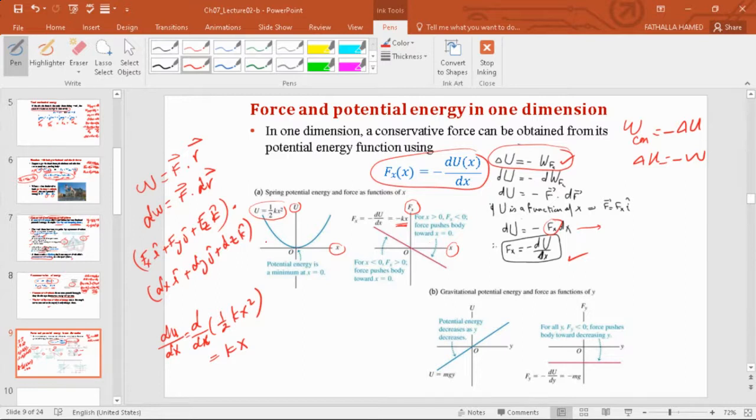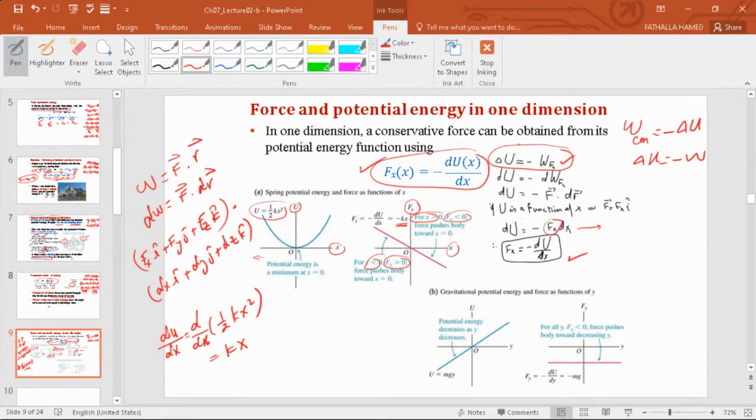Now, if x is less than 0 on this side here, your potential is positive. If your x is positive here, your potential is positive. But look at your force here. If x is less than 0, your force is greater than 0. And if your x is greater than 0, your force is less than 0, because of this relation here.